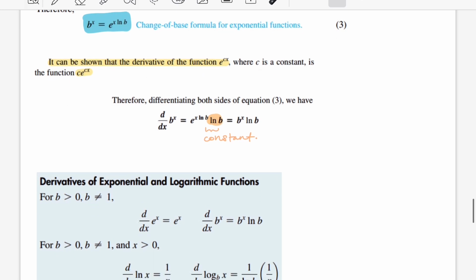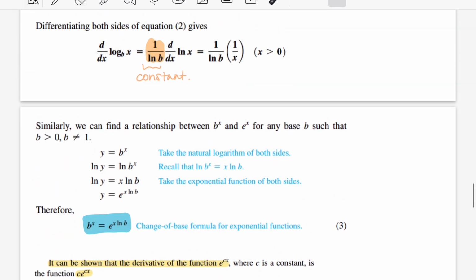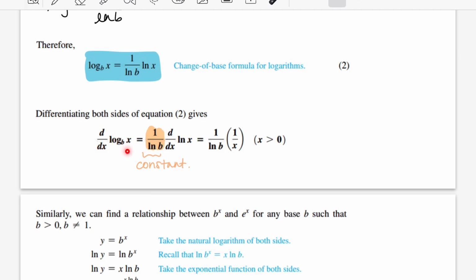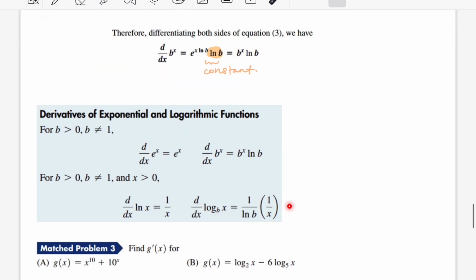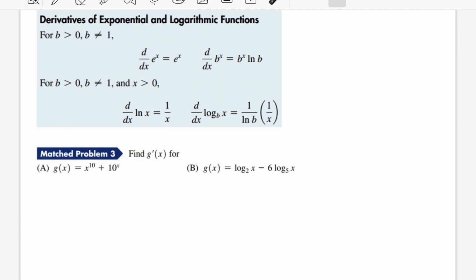All right, and that information that we just went over is written here. So the derivatives of our exponential and our log functions. So again, we saw the derivative of e to the x is e to the x. And then we just showed that the derivative of b to the x is going to be b to the x times ln b. Similarly, we saw already that the derivative of ln x is 1 over x. And then we just showed up here using our change of base formula that the derivative of log base b of x is equal to 1 over ln b times 1 over x. All right, so we'll use that information to go over this example here.